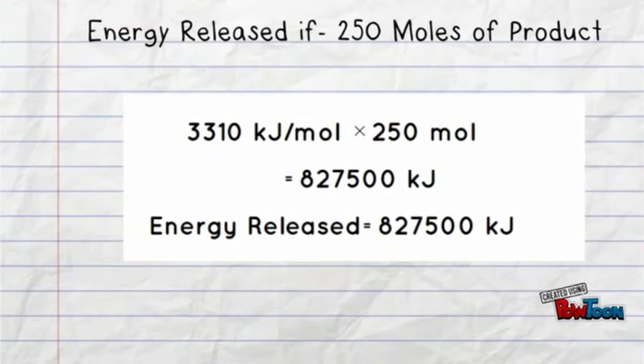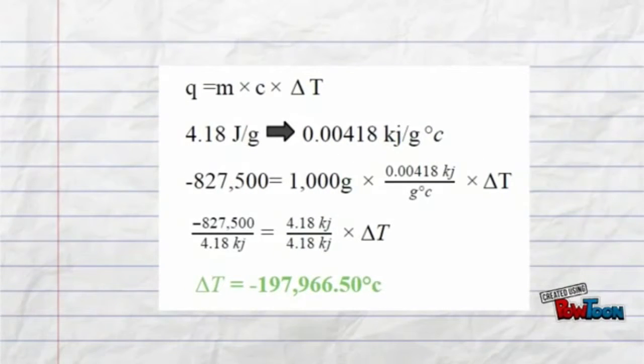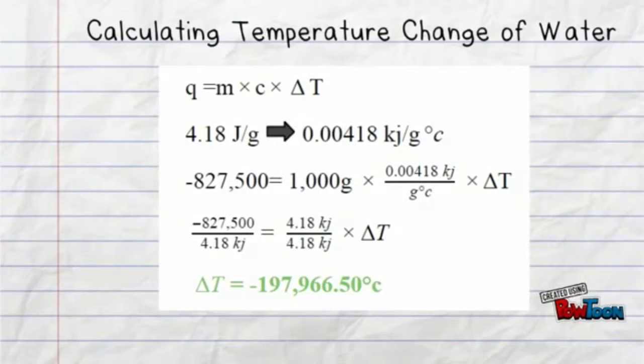I then multiplied this value by 250 moles to find the energy released, which is 827,500 kilojoules. Since we have an endothermic reaction, we must change the sign to a negative in order to solve for the change in temperature. We must also change 4.18 joules over grams into 0.00418 kilojoules over grams degrees Celsius.